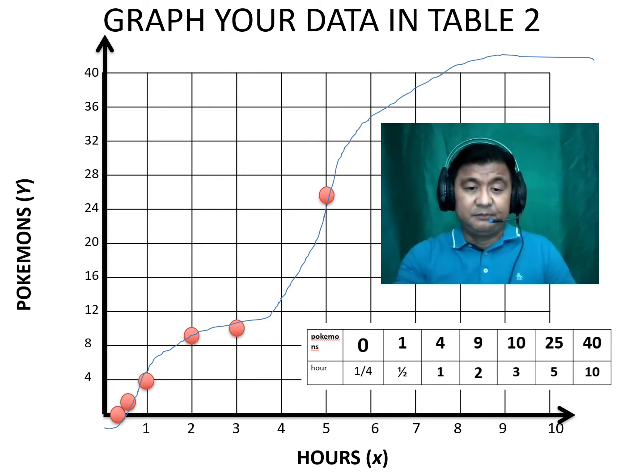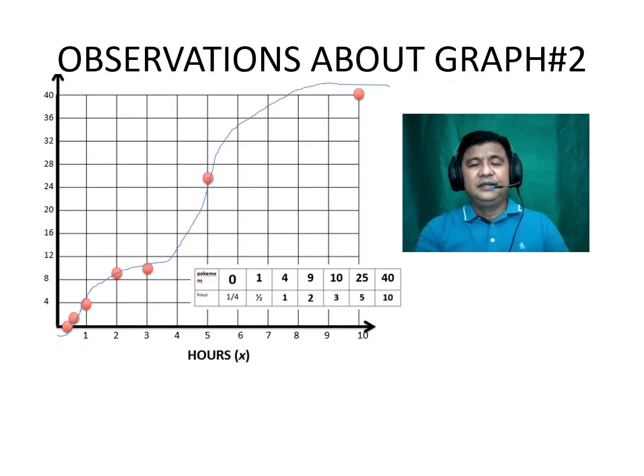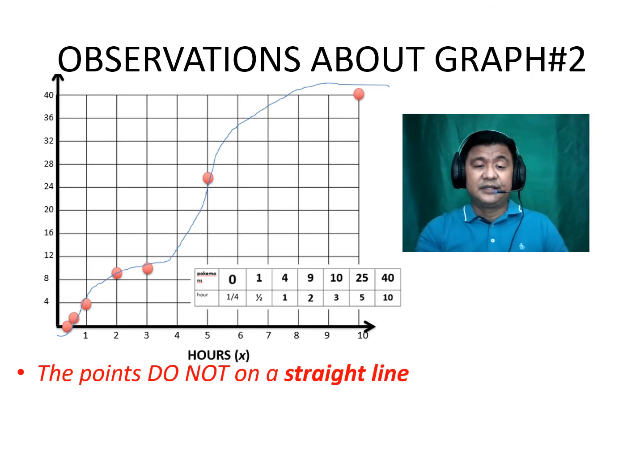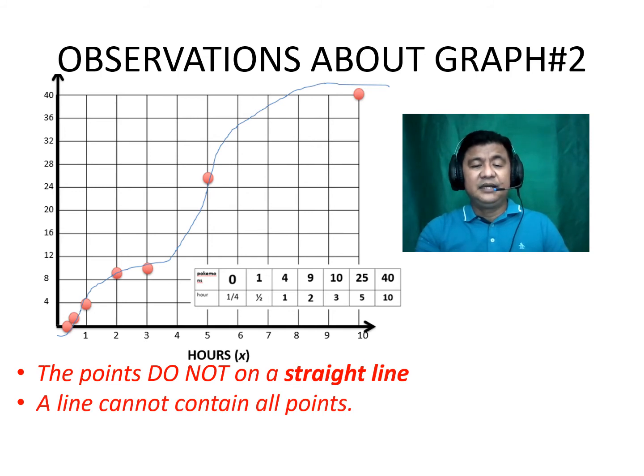All right, so it's not possible. Remember that graph. Let's write our observations. Like I said, the points do not lie on a straight line. They're all over the place. Number two, a line cannot contain all the points. Maybe you could use the line somewhere there, but that's not a straight line.